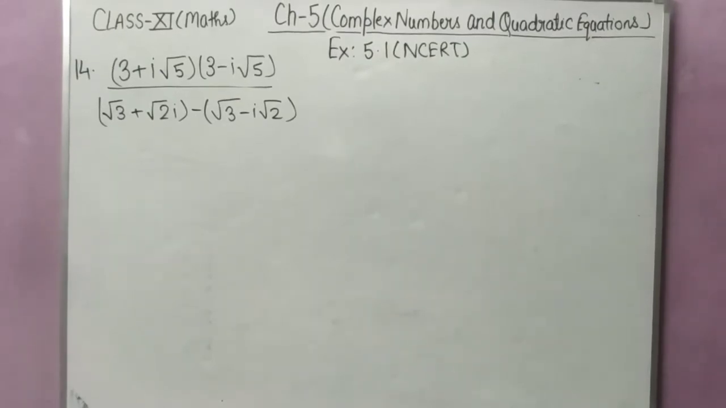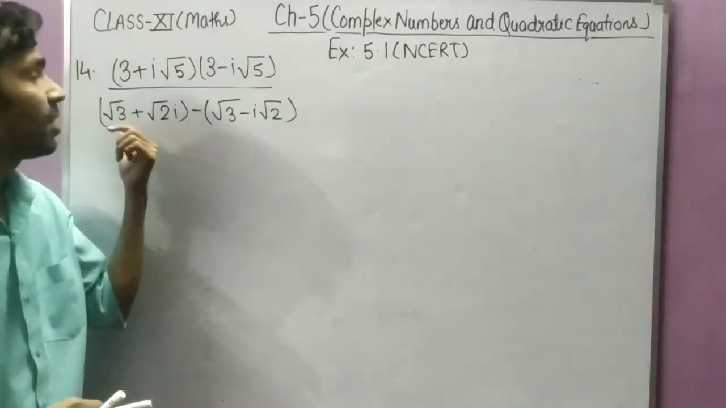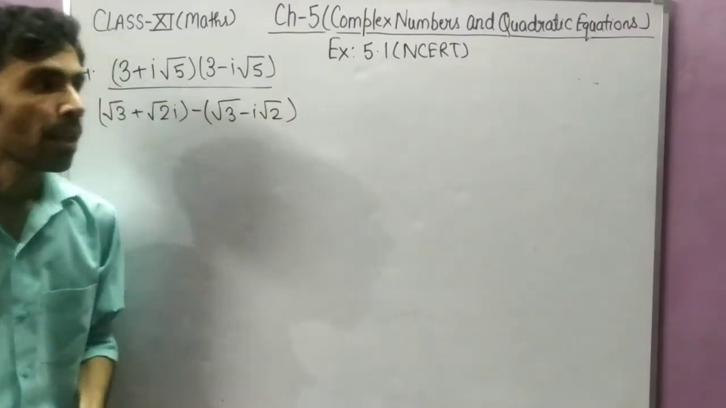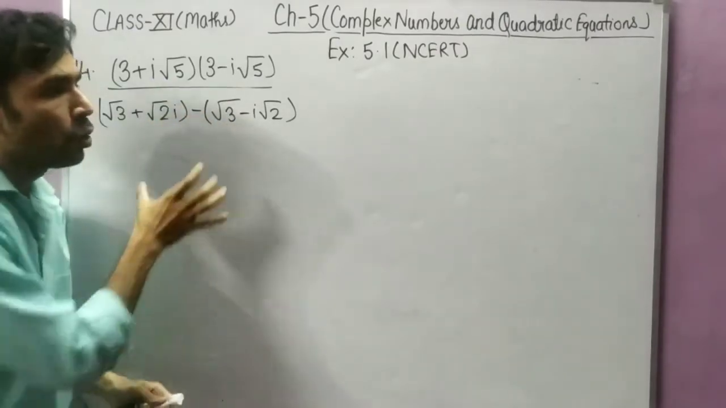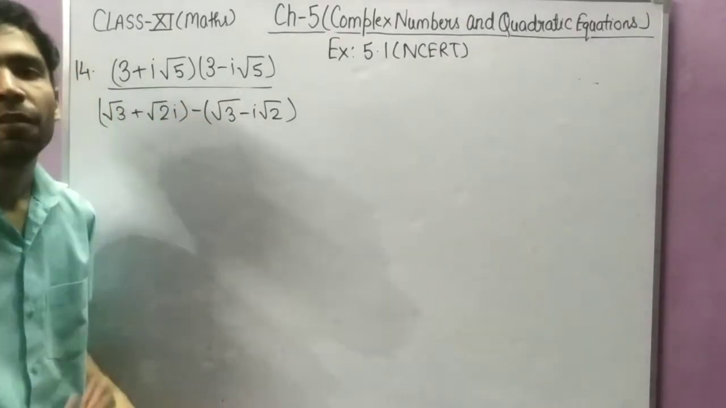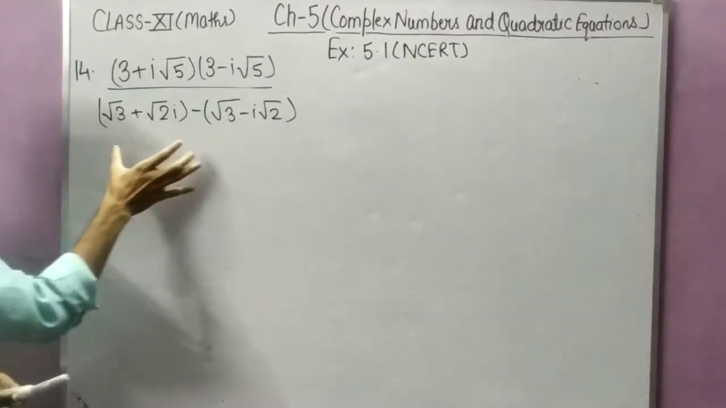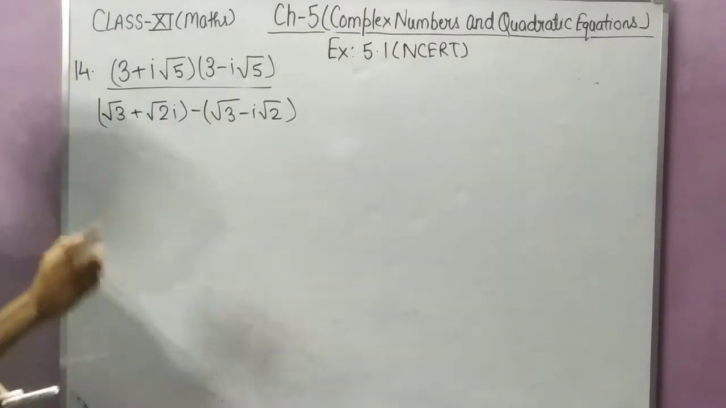Now student, the last question of exercise 5.1 is question number 14, and in this question whatever expressions are given, you have to represent them in the form of a plus ib. Okay, you have to represent this expression in the form of a plus ib. Okay, you can see your book.